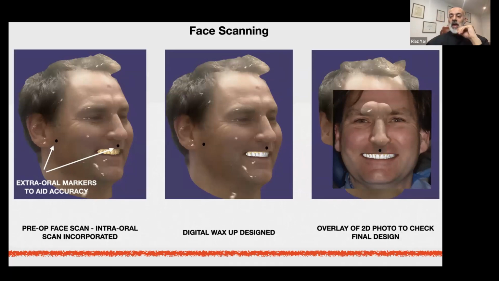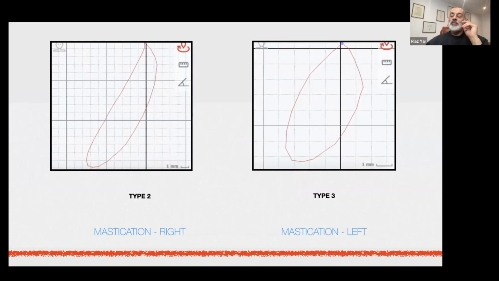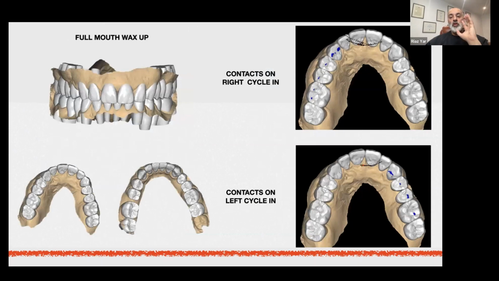We do our facial scanning, we do our planning, and we also collect our motion data. So he's a type 2 motion on the right and a type 3 on the left. If I redesign the teeth, does that improve his motion? Well, let's see. This is his cycle in and cycle out pathways. So we design the wax up using motion data. We place the teeth in the right place. He had some missing teeth as well. So this is all the planning.